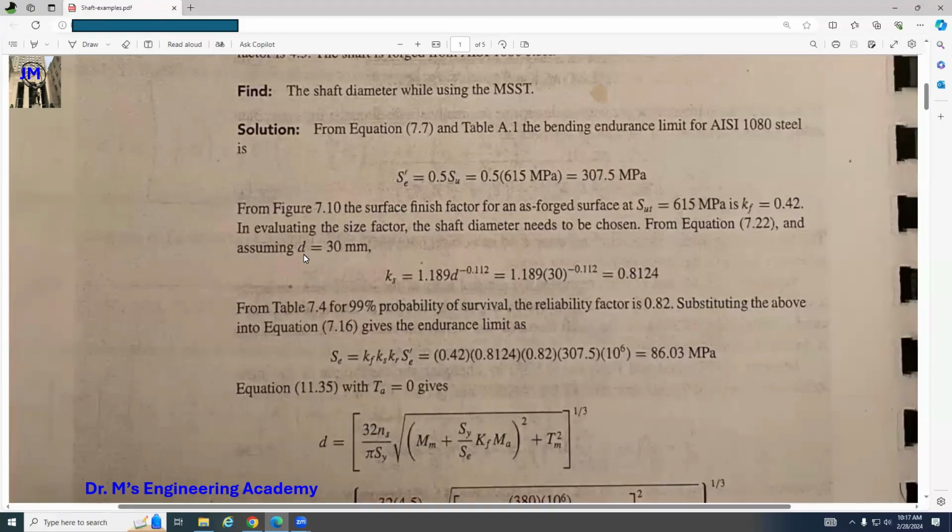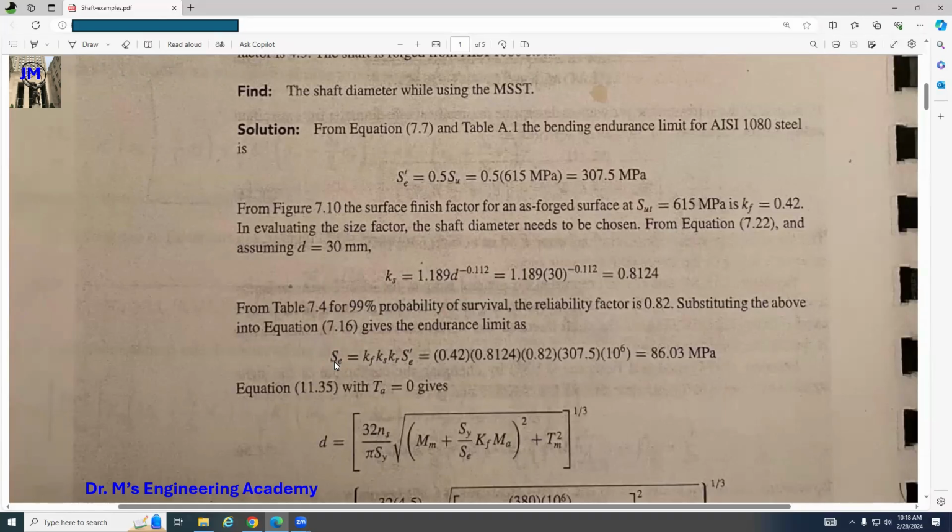At the very beginning we just assume D equals 30 millimeter, and based on this equation we calculate this Ks. Then we just suppose 99% probability of survival, reliability. We talk about this reliability. Then this reliability Kr equals 0.82. So this is the reliability factor, Kr, 0.82. And then we use this equation, okay?